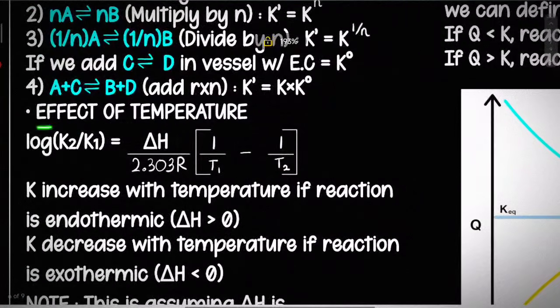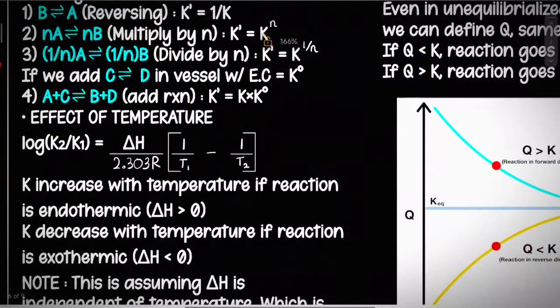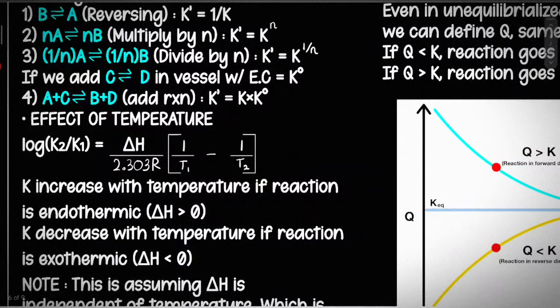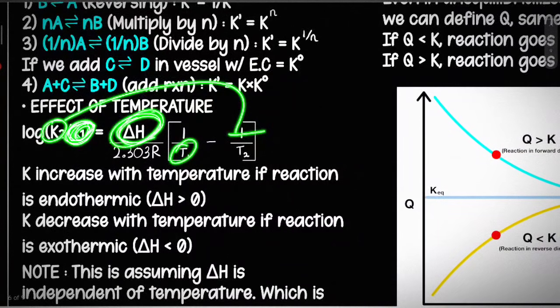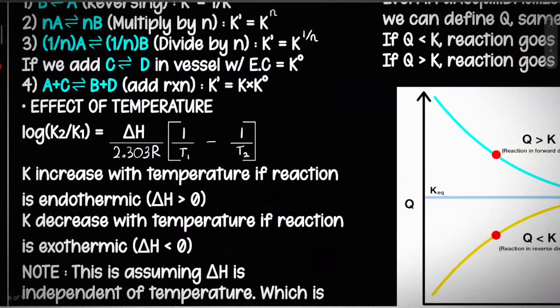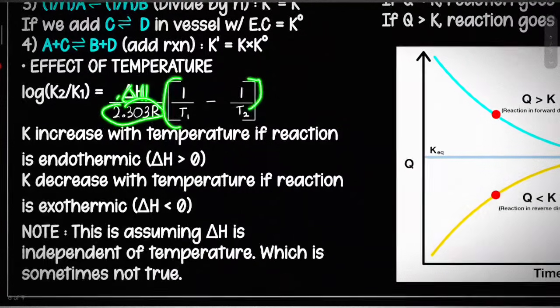And this is the effect of temperature. This is the expression which you have to use when you account for a change in temperature in an equilibrium. Say K1 is our equilibrium constant at temperature T1 and K2 at T2. Delta H is the enthalpy of reaction taken with sign. So log of K2 by K1, or log K2 minus log K1, is equal to delta H by 2.303 R into 1 by T1 minus 1 by T2.